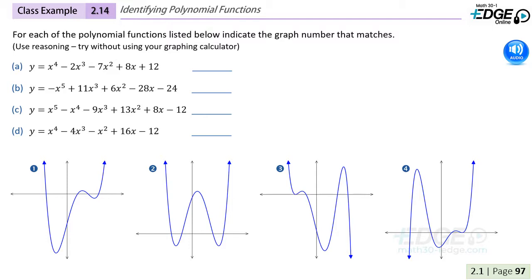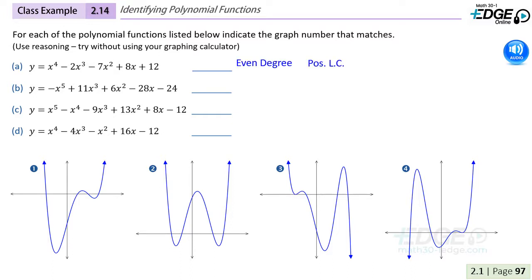For example, in part A, instead of having x to the 4 minus 2x cubed minus 7x squared plus 8x plus 12, maybe it would say y equals x to the 4 minus bx cubed minus cx squared plus dx plus 12. So what we really need to look at here are the leading coefficients, the degrees, and the constant terms, which will determine some of the key characteristics and allow us to determine which function is associated with which graph. So let's start with letter A.